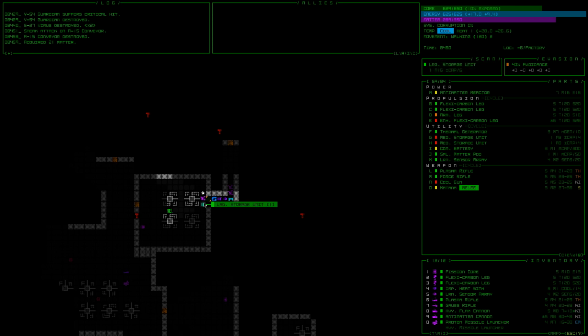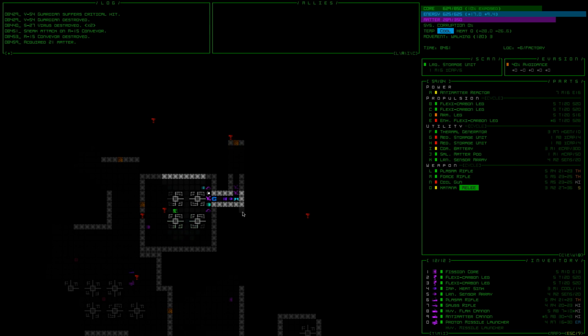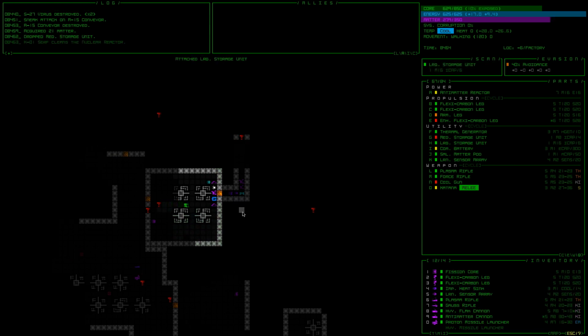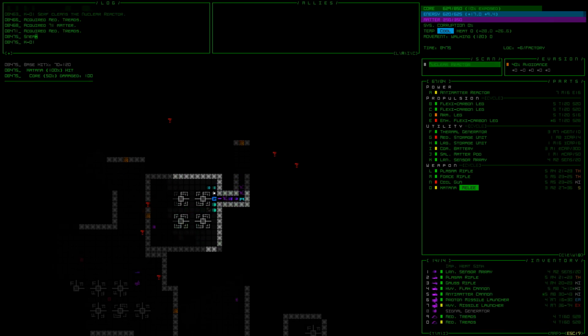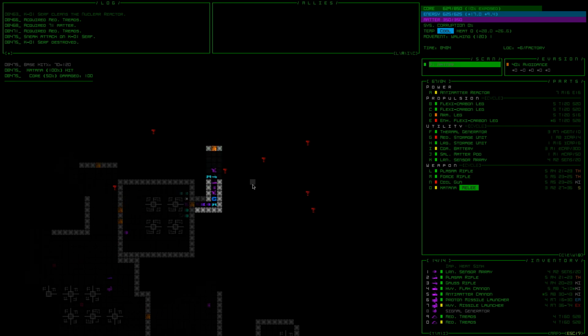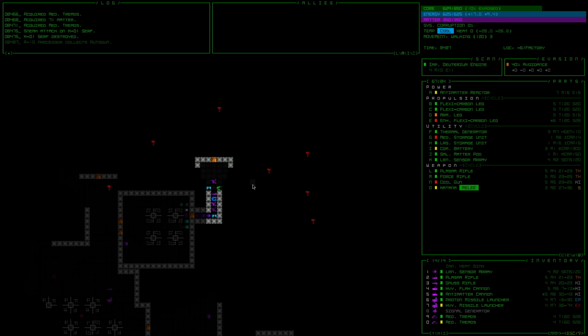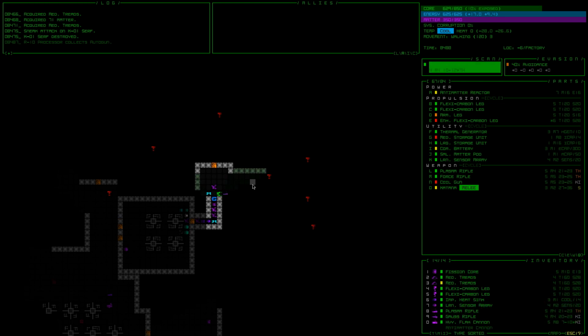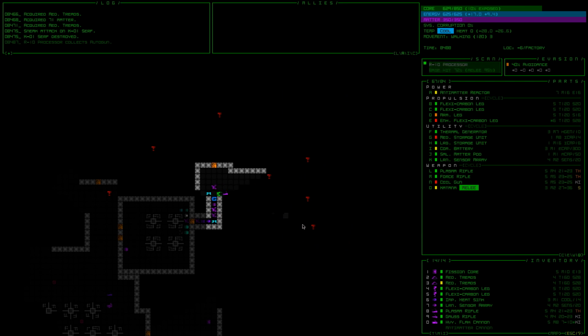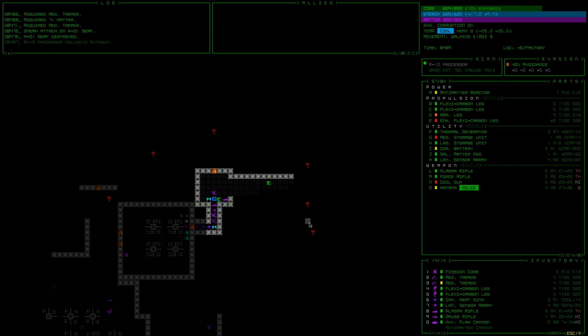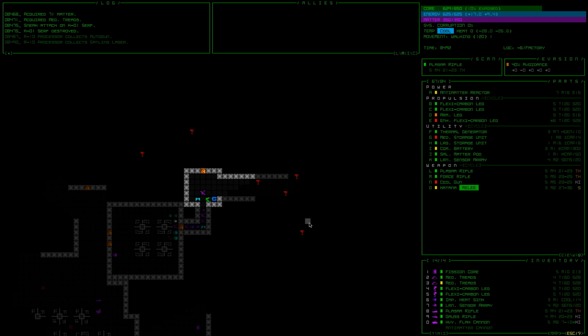Large storage unit. That is actually something that we want to grab to replace one of our little medium ones. Unknown processor, a couple medium treads. The treads are actually not bad. Improved deuterium engine. Gatling laser. I think we're okay. I don't think we need this. A plasma rifle.